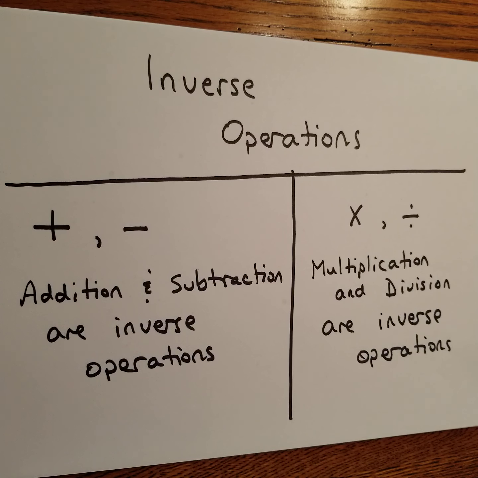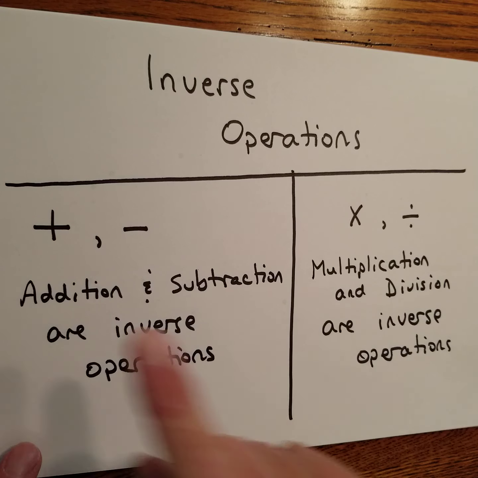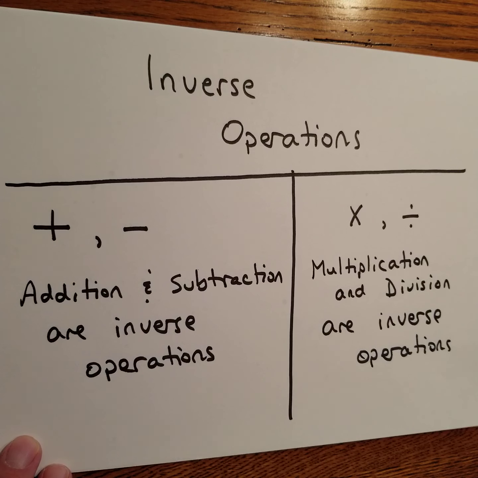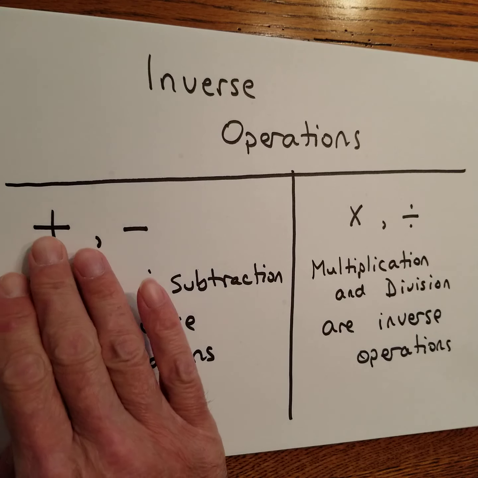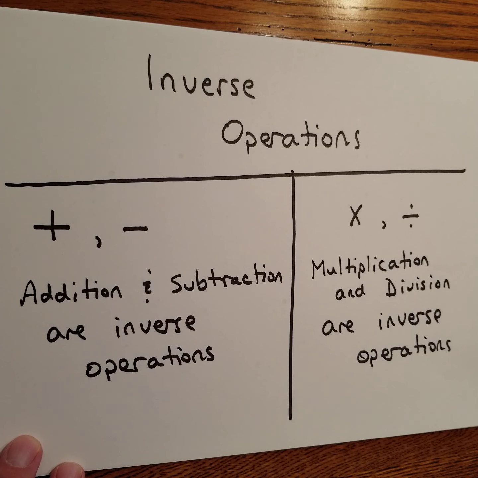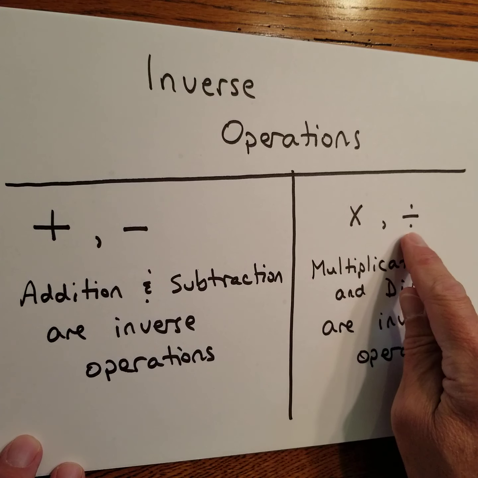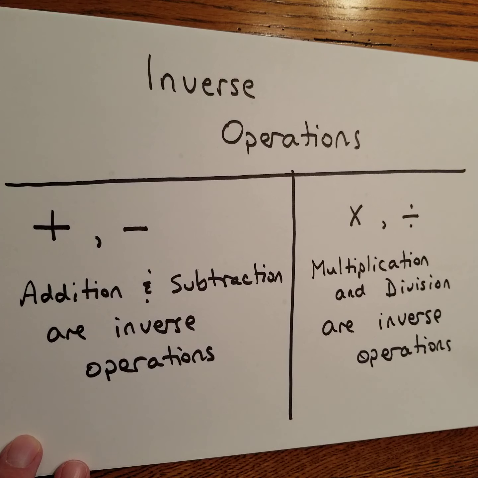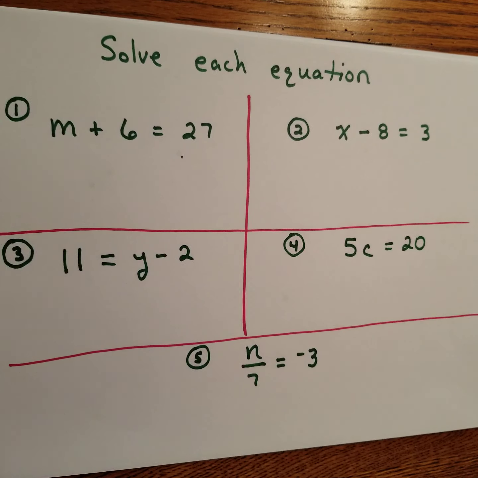There are 2 things to keep in mind when we're solving equations. One of them is the usefulness of inverse operations. Addition and subtraction, those are inverse operations. One is kind of the opposite of the other. Same with multiplication and division. Those also are inverse operations. One is kind of the opposite of the other. We'll use inverse operations often.